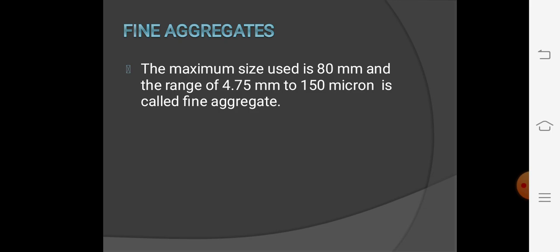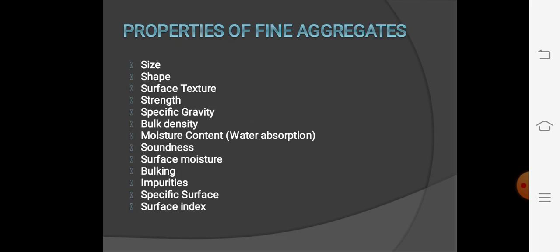And what is meant by coarse aggregate? The coarse aggregate range is about 80 mm to 4.75 mm, which is known as coarse aggregate. And next, let's see the different properties of fine aggregate.